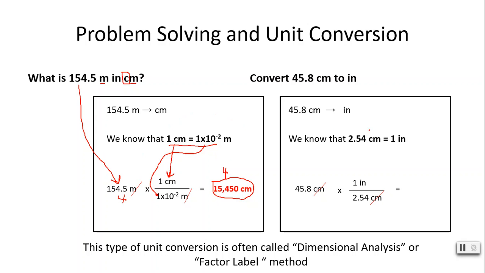So that is the first example. Let's talk about the second example. I have a number and a unit in centimeters, so I write that down. I need to convert to inches. And so looking at the table from the previous slide, that's also in your book, I see that there's exactly 2.54 centimeters in 1 inch.